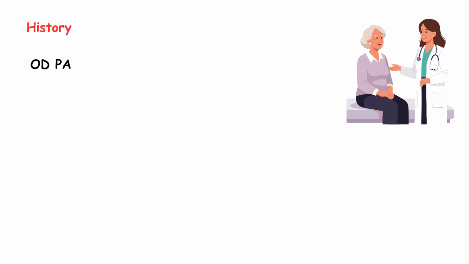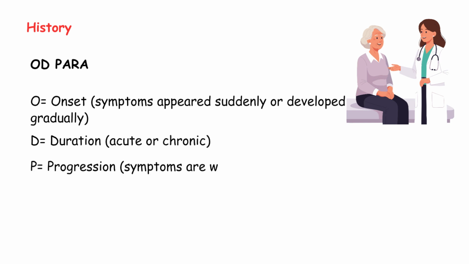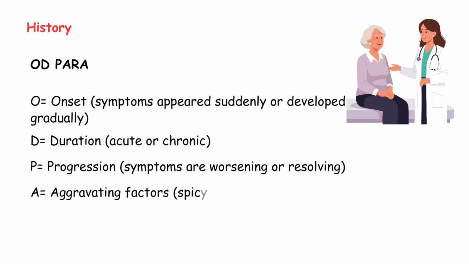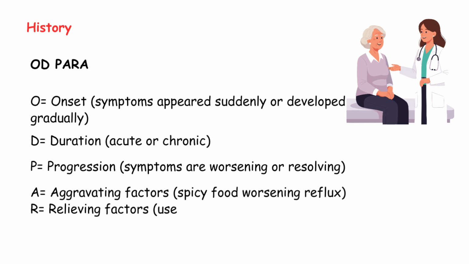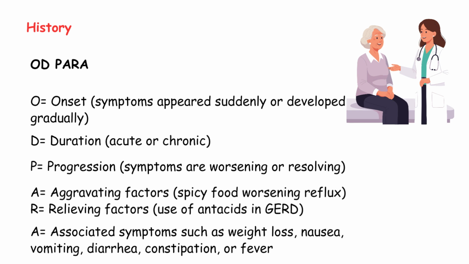We use the ODPARA framework, where we begin by determining the onset, whether the symptoms appeared suddenly or developed gradually. Next, we assess the duration to differentiate between acute and chronic conditions. Understanding the progression helps us determine whether the symptoms are worsening or resolving. We then inquire about aggravating factors, such as spicy food worsening reflux, and relieving factors like the use of antacids in GERD. It is essential to ask about associated symptoms such as weight loss, nausea, vomiting, diarrhea, constipation, or fever, as they provide valuable clues for diagnosis.